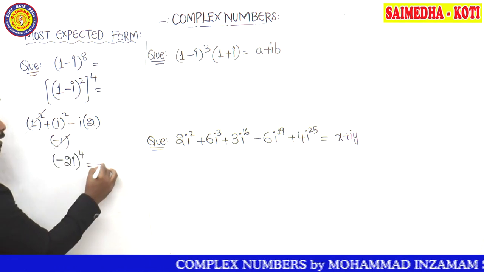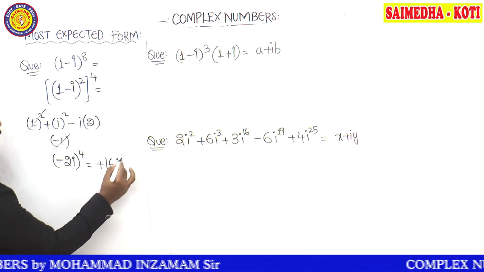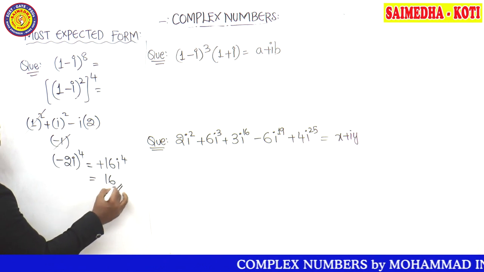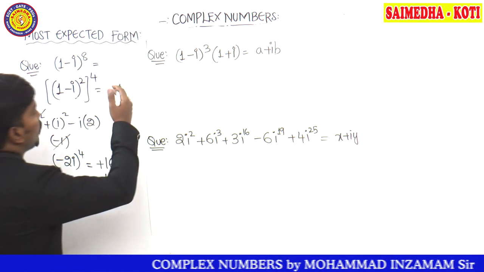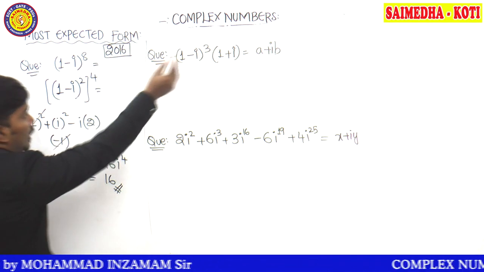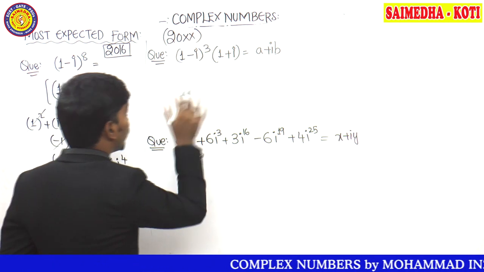Minus minus minus, it's going to become plus. 2 2s are 4, 4 4s are 16. i to the power of what, guys, now? i to the power of 4. i to the power of 4 is equal to 1 and the answer is going to become 16. And this also appeared in the year 2016, guys. Let's modify the question and prepare for the important next year question, guys.